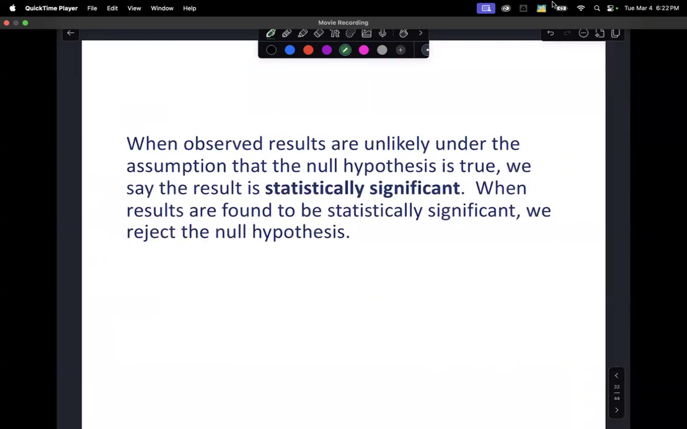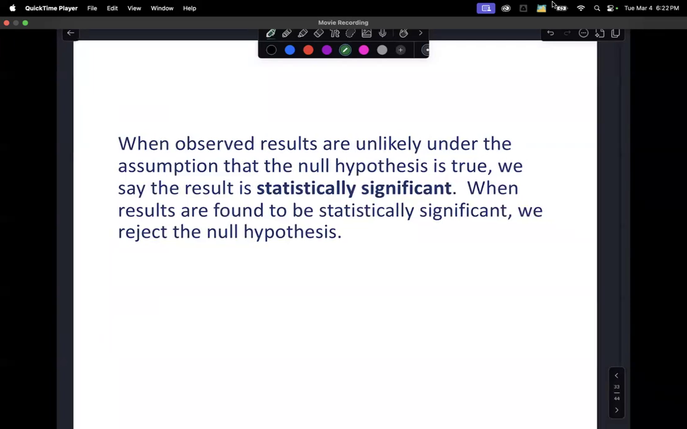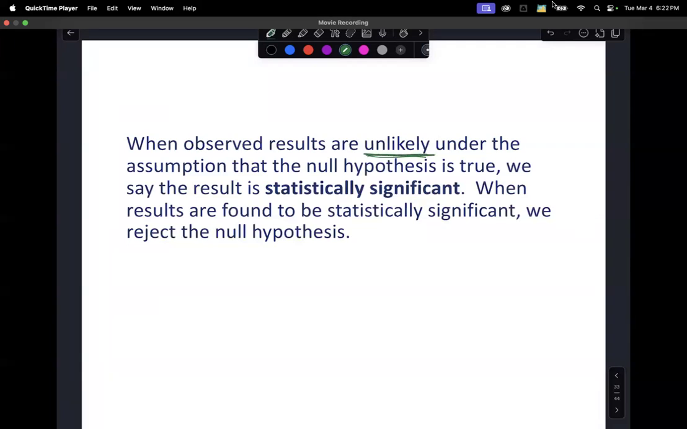If something is unlikely under our null hypothesis assumption to be true, then we say it is statistically significant. Now, I don't really care if you use that word. I kind of like it, but it's hard to say. But if we find the results are statistically significant or highly unusual, unlikely, etc., then it is statistically significant and we reject the null hypothesis.